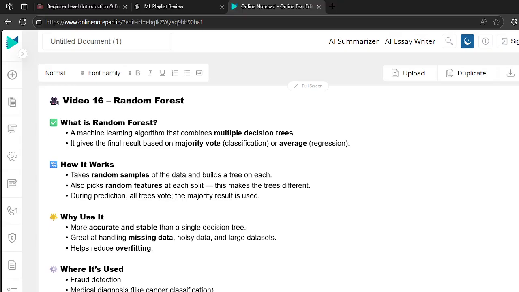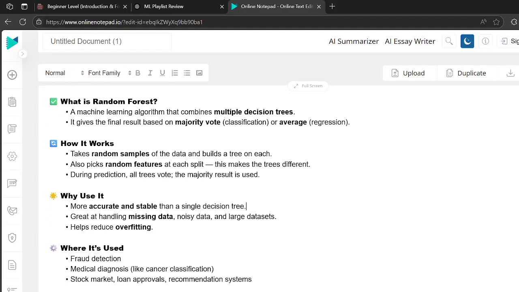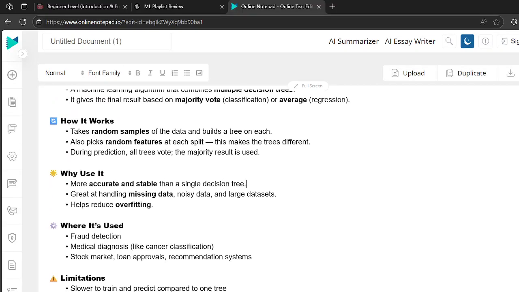Also, it helps reduce overfitting, right? The problem of overfitting can be fixed by using random forest. Let's look at where it is used. It is used in fraud detection. It is used in medical diagnosis like cancer classification. It is used in the stock market, loan approvals, and recommendation systems.